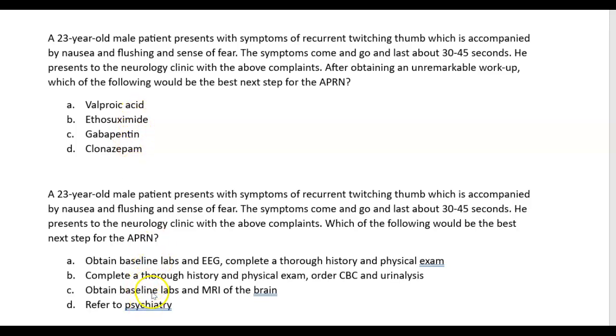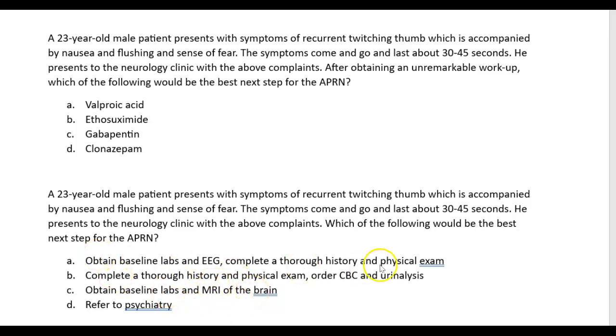These other ones seem fairly reasonable, but nothing in your reading is going to tell you specifically this drug or that people with partial seizures need a urinalysis. That doesn't make any sense. Then you can go to obtain a baseline lab and an MRI. Well, that could be part of the workup. They do talk about that in your reading, but it's not the best next step.